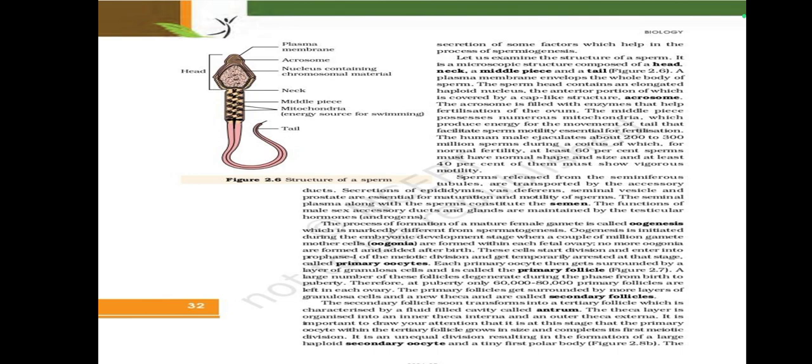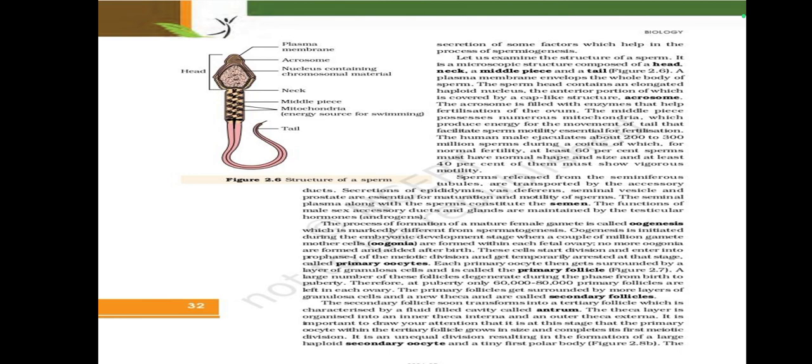The middle piece possesses numerous mitochondria which produce energy for the movement of the tail that facilitates sperm motility, essential for fertilization. The human male ejaculates about 200 to 300 million sperms during coitus, of which for normal fertility, at least 60% sperm must have normal shape and size, and at least 40% of them must show vigorous motility.